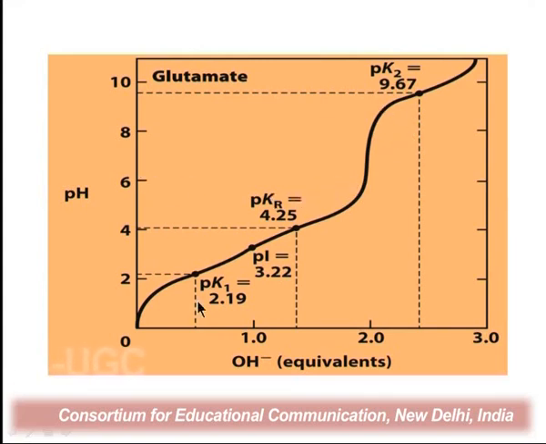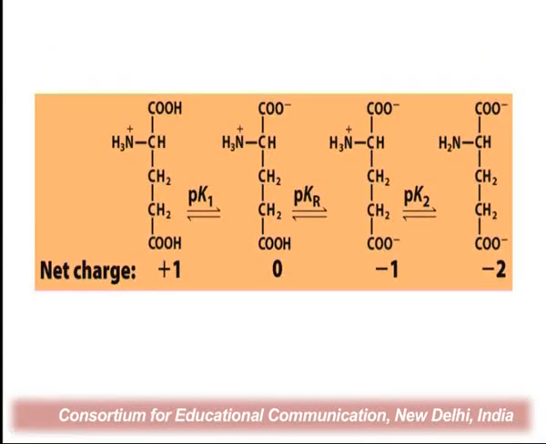So now the question that can be asked of us is, what is the pI of this acid? What you have to remember is that when we are talking of an acid, it may be aspartic acid, it may be glutamic acid.